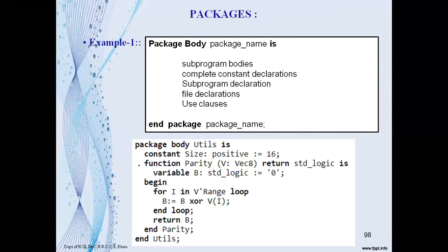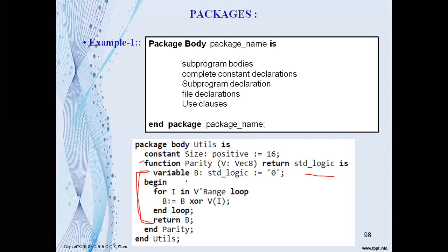See, the function body is all of this, from this point to this point. Let us see what this function does. The function parity takes a vector type, and this function returns a value of standard logic, which means either 1 or 0. It returns a value of standard logic, either 1 or 0.